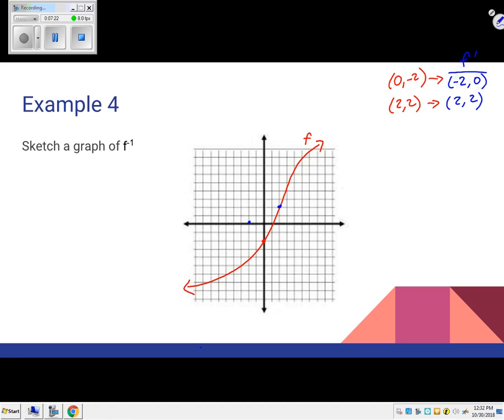Maybe I missed some more somewhere. I'm just going to choose a point up here close to the top. I see 5, 8. If I flip-flop those numbers, it gives me the point 8, 5. So my f inverse is going to go through the point 8, 5, right here.